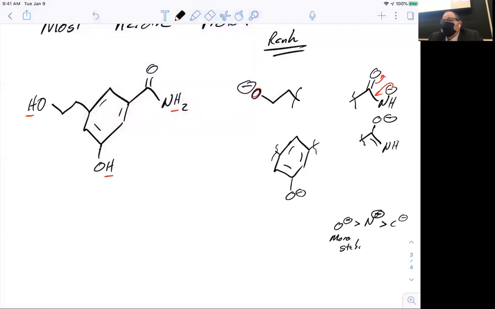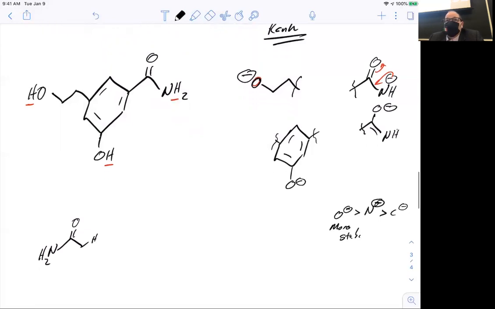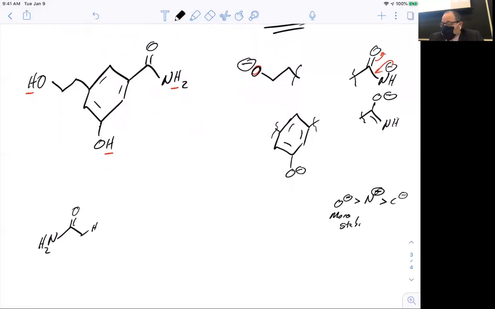Right, so that potentially could stabilize us a little bit. But there's also a tell on this one. If I had this amide, which is the most acidic proton? The nitrogen hydrogen or the hydrogen over here?